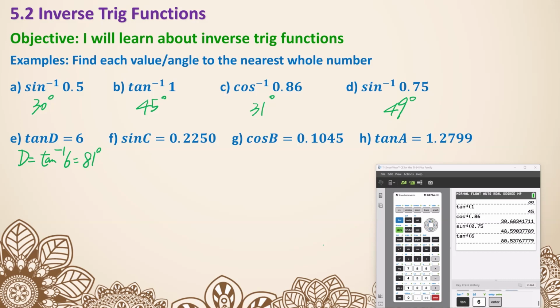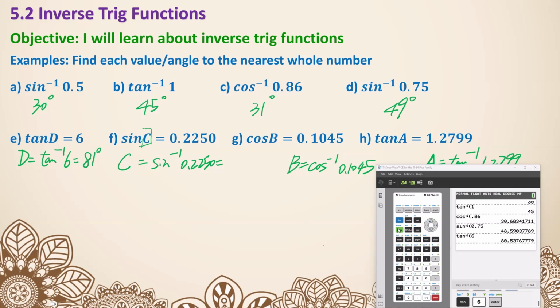Next, sine c. So in order to find c, we're trying to get out of a function. That's why we need the inverse. So it's going to be inverse sine of 0.2250. Let's might as well just write out everything. So b is inverse cosine of 0.1045. And a is inverse tangent of 1.2799. Okay, so let's get to it.